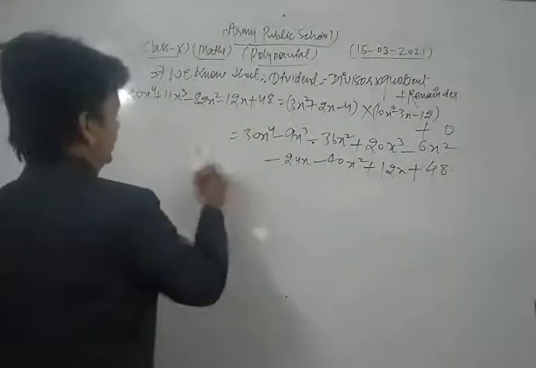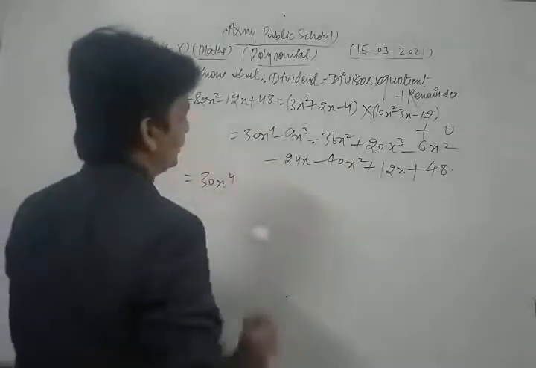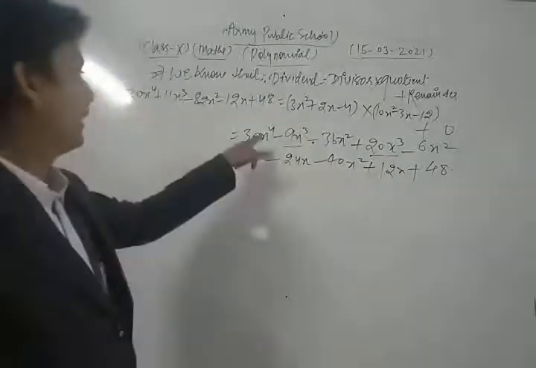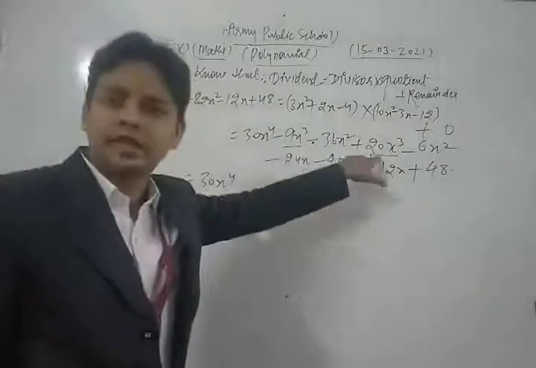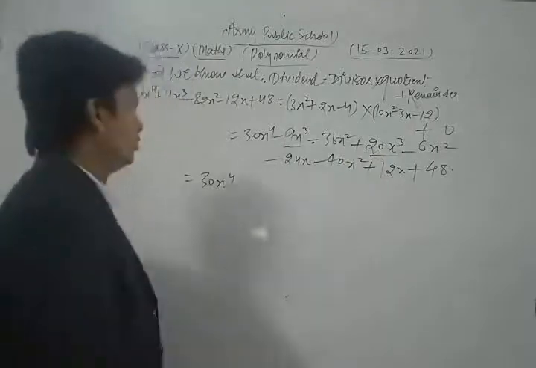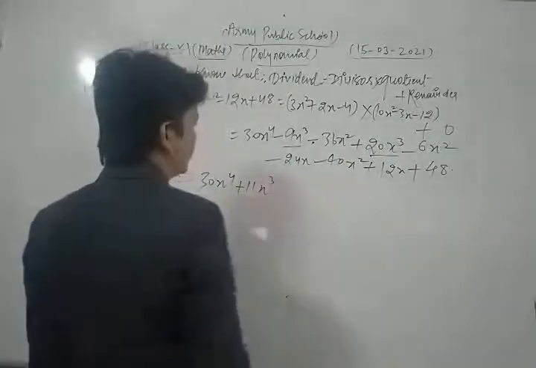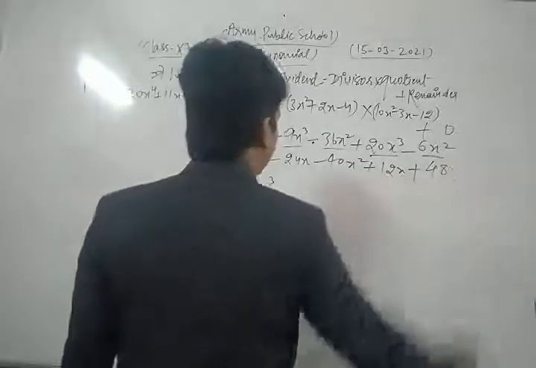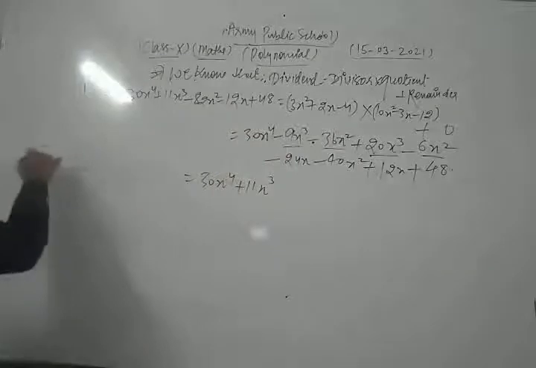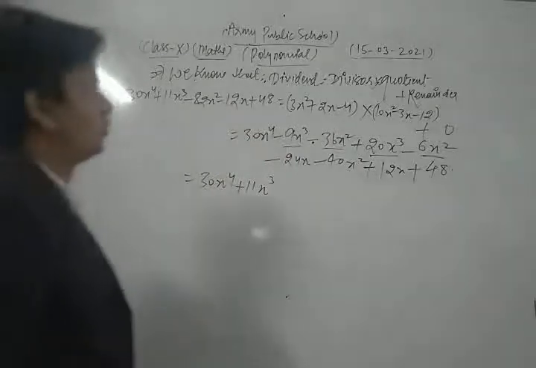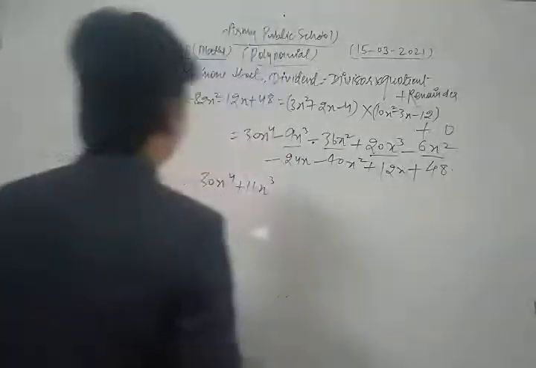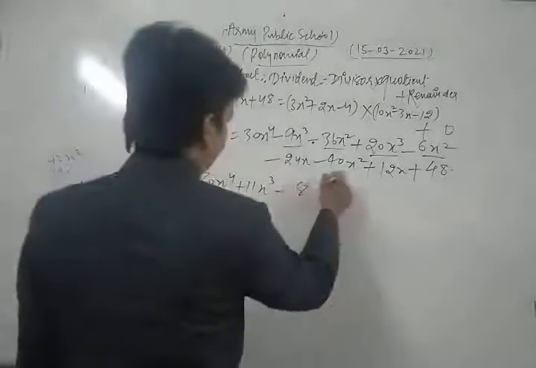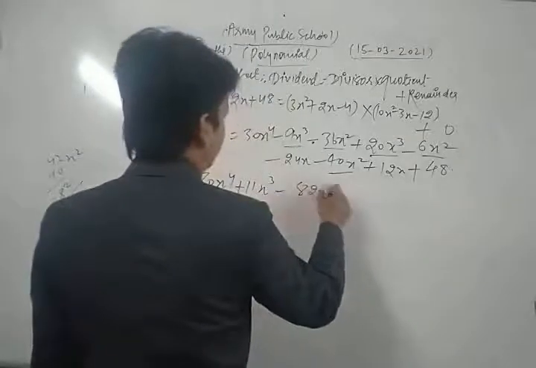Let's see. So here 30x to the power 4, write as it is. Now let's see. This is x cube, that is 20x cube. So minus 9x cube and plus 20x cube, that is plus 11x cube. So here plus 11x cube we write. Okay. Now x square. Let's see. This is minus 42x square. Now here this is minus 40, so minus 42 minus 40, this is minus 82, so this is minus 82x square.